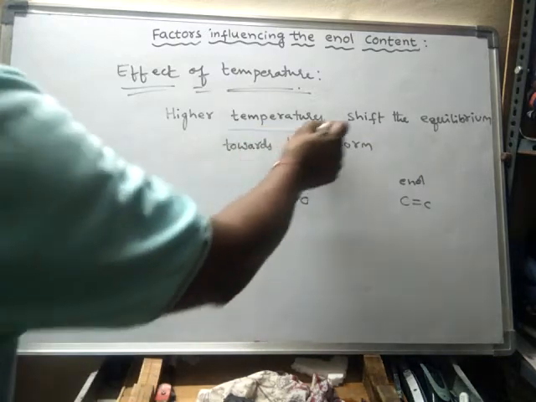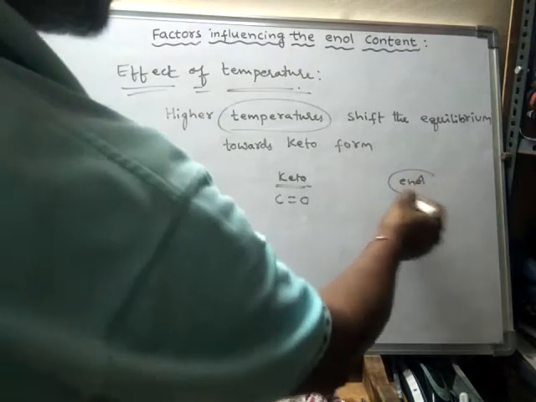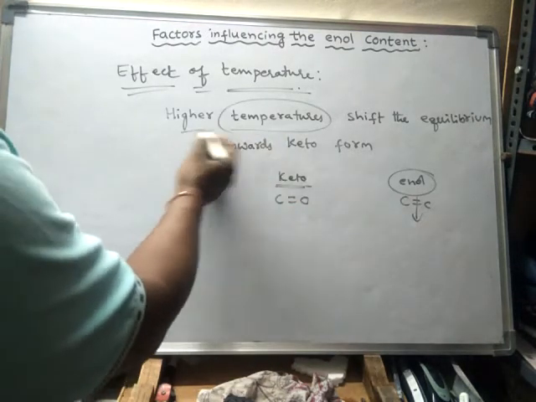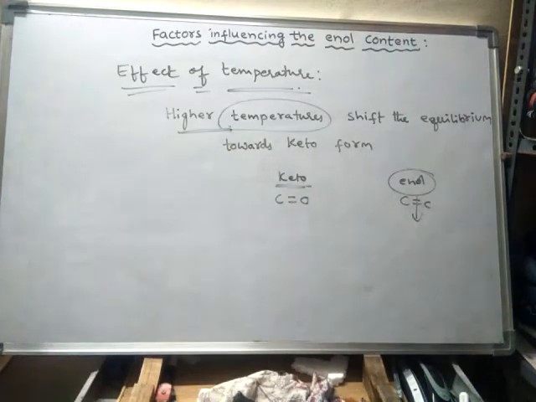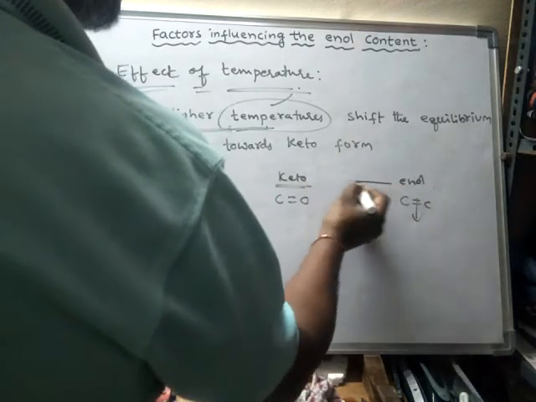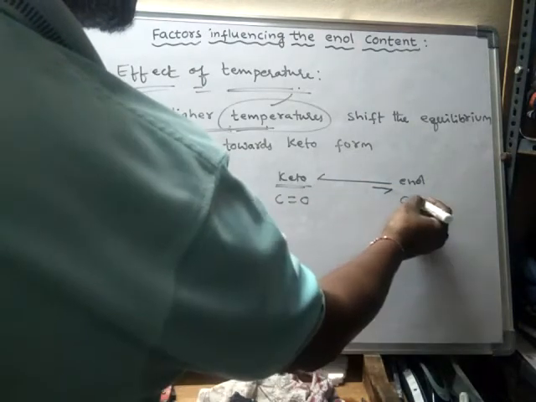So if temperature is increased, if you heat this, what happens? This bond can be broken easily, hence the stability of the enol will be lost. But even at higher temperature, the keto form, as it has a stronger bond, will try to be stable. So when temperature is increased, the equilibrium will shift towards the keto form, and the enol form will be a very small percentage.